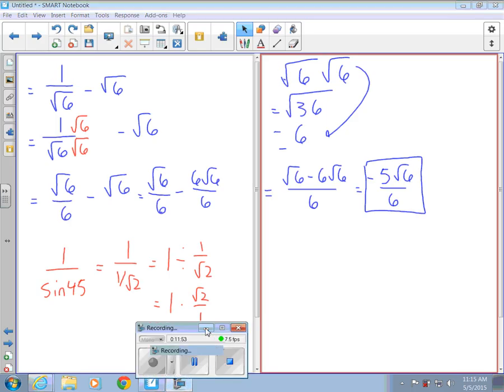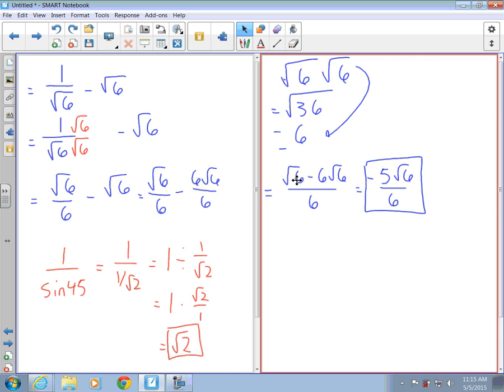The -5 came from, think, you're basically subtracting. What I did here is the same idea as x minus 6x, which would be negative 5x. You have a root 6, and you're subtracting 6 of them. So it's like 1 of something minus 6 of something is negative 5 of something. It's like a placeholder: root 6 is like something, minus 6 of those things, it's going to be negative 5 of them.